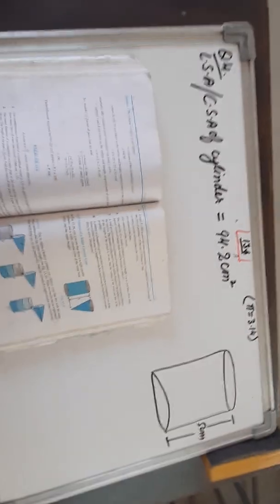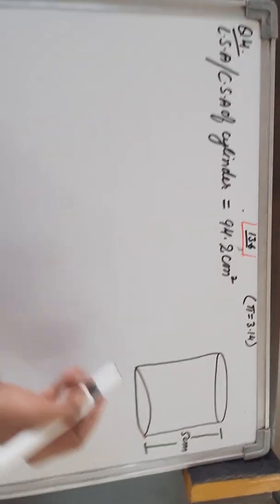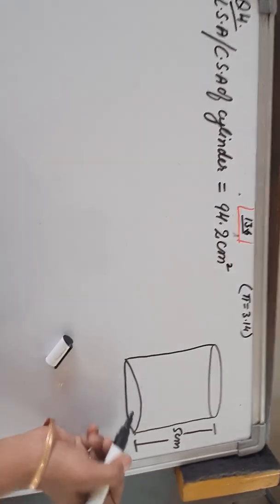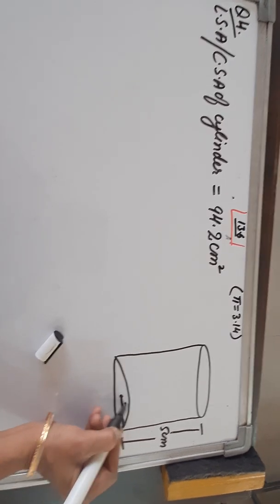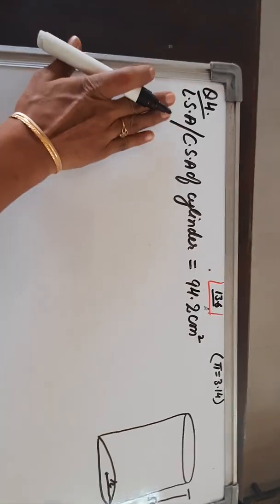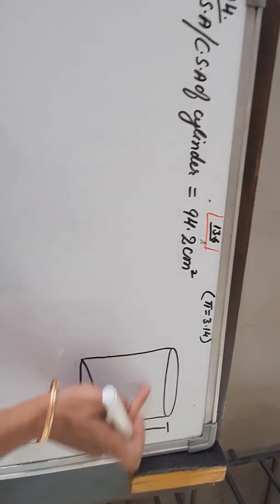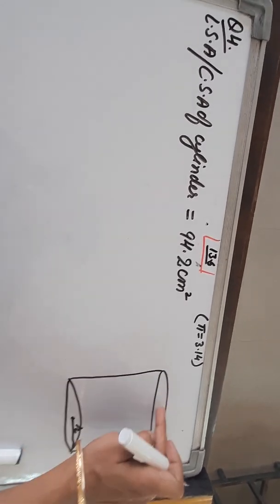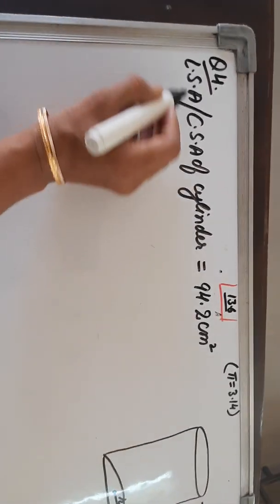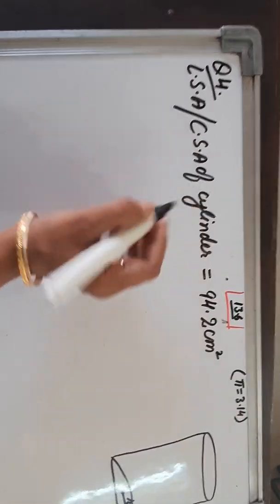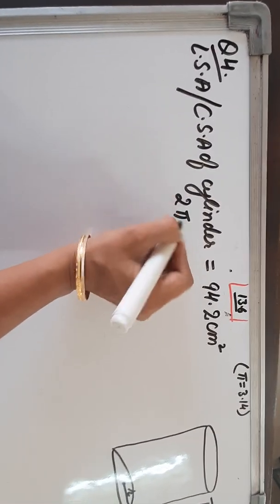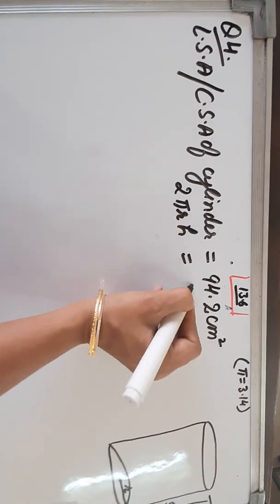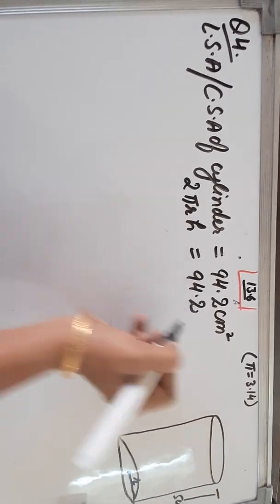So as I told you always, always start the question from the given part. Now in the first part we need to find out the radius of this cylinder, right? But for that, what is given to us? Lateral surface area. Lateral means only its curved surface area; the bottom and top are not included. So lateral surface area means curved surface area.